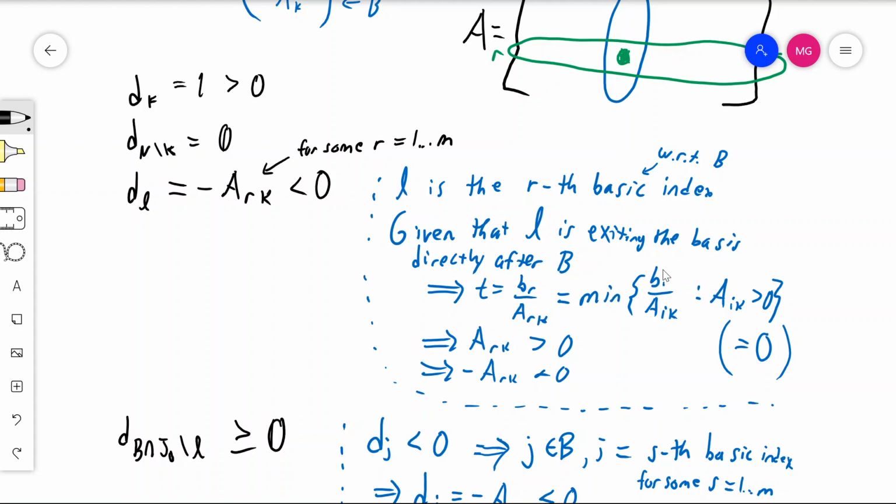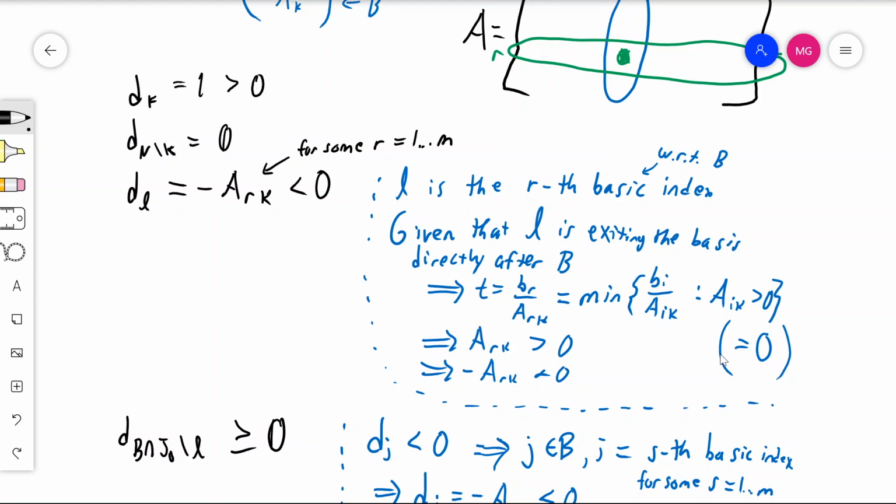So this realized the minimum of ratios, and in particular, these denominators, the AIKs, were all positive. So in particular, that means that ARK is positive. And so there you go. ARK is positive, and so minus ARK is negative. So the fact that L is leaving implies this.